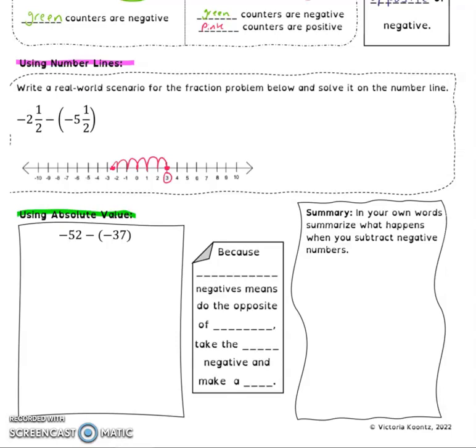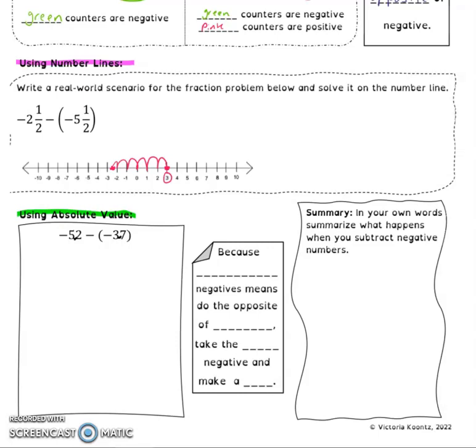Let's make this a decimal problem. I think that this should be a decimal problem. Let's show this as a decimal. So we're going to make this -5.2 plus minus -3.7. Okay? So I want to show this as a decimal problem. So we are going to say we're going to solve this using absolute value.